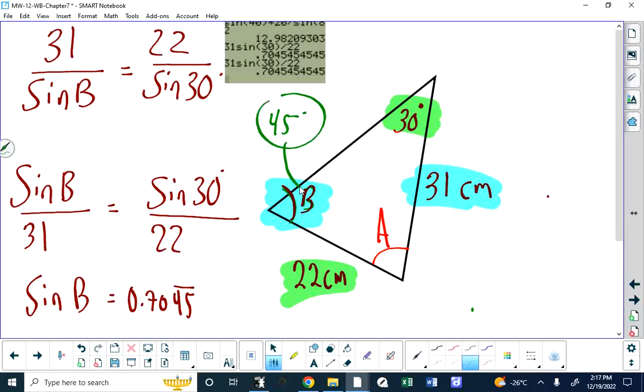Now we can worry about finding angle A. And that's going to be found by taking 30 plus 45 and taking the result away from 180, 105. And I did a really poor job of drawing my triangle this time. So this is 105 degrees. I mean, clearly that's way out of whack.